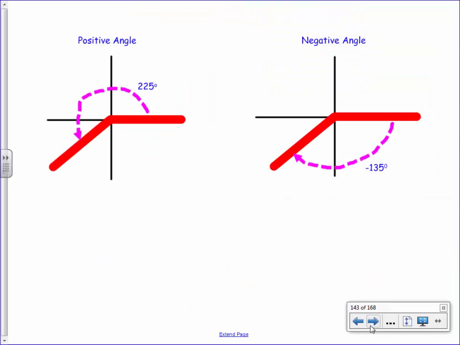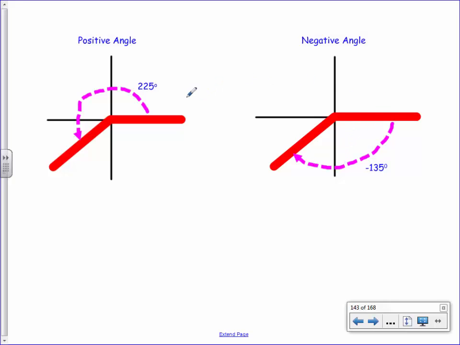You can have positive and negative angles. Here's an example of a positive angle. This is more than 180 degrees. You can go all the way around the circle to here, and that would be, say, 225 degrees. But you could go backwards around the circle and call it negative 135 degrees. Both of those are valid ways of representing angles.